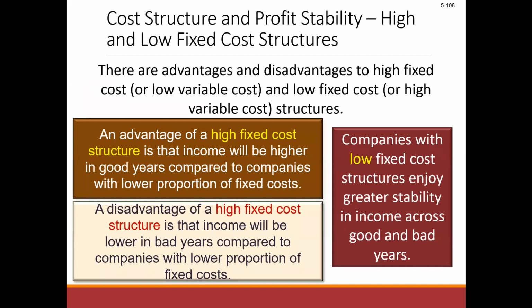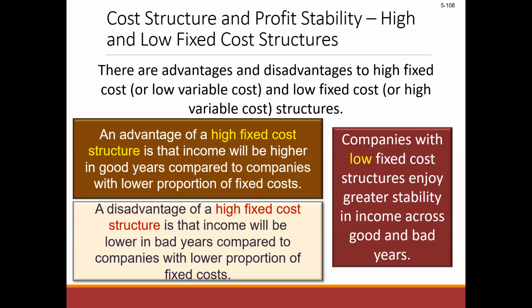Cost structure. Each company can decide the balance between fixed costs and variable costs. Now, there are advantages to both. Higher fixed costs can be scary in tough times because when sales go really low and you've got a bunch of fixed costs, boy, it's tough to make it work. But in good times, it can be really good because you're going to make a lot of profit.